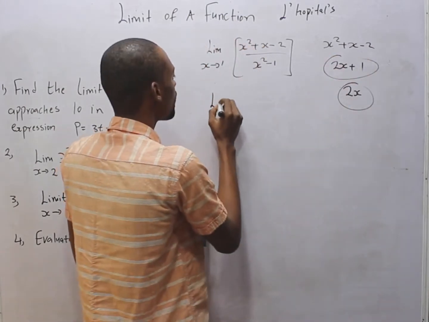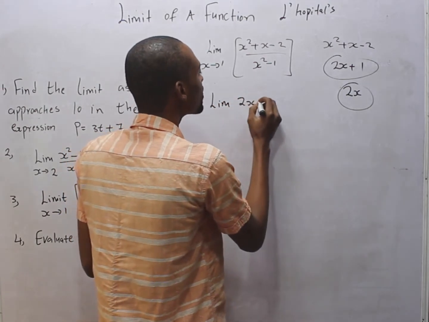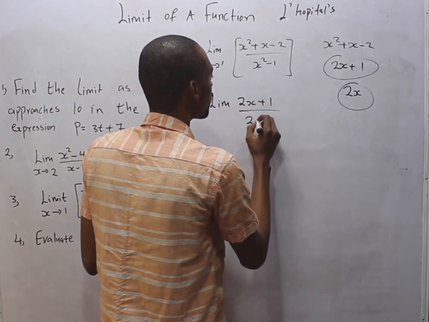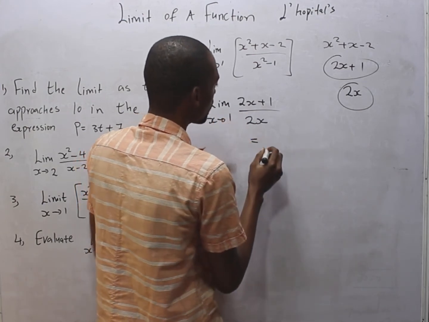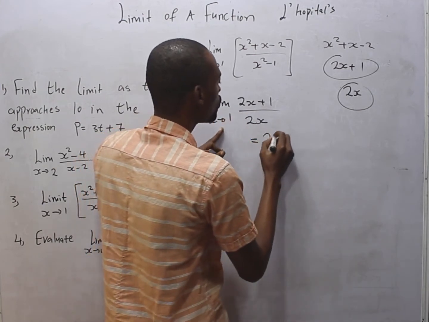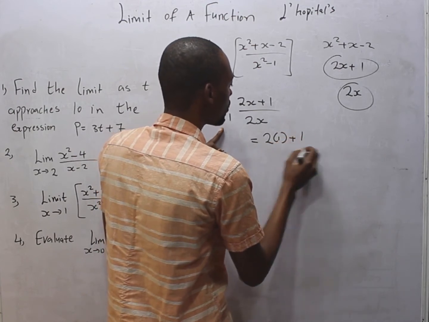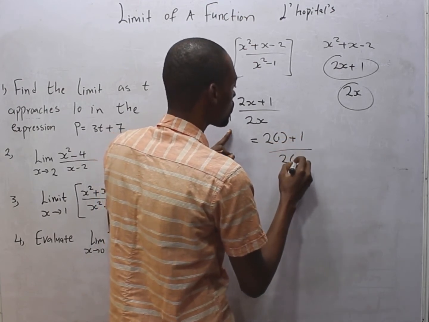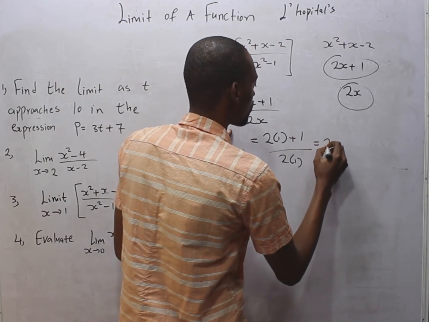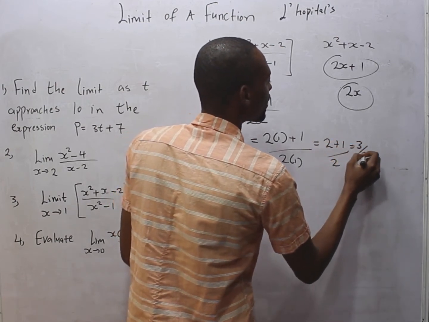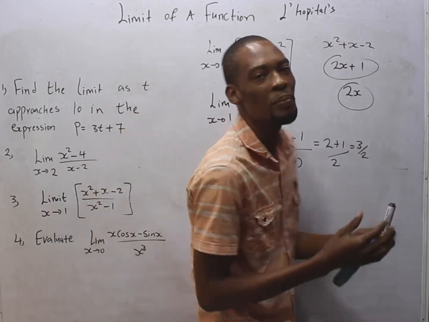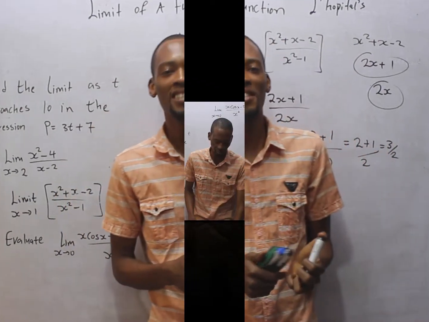So we simply say the limit of 2S plus 1 all over 2S as S tends to 1. Substituting, we have 2 times 1 plus 1 over 2 times 1. This is 2 plus 1 over 2. That is 3 over 2. So you see, L'Hopital's rule is very, very easy.